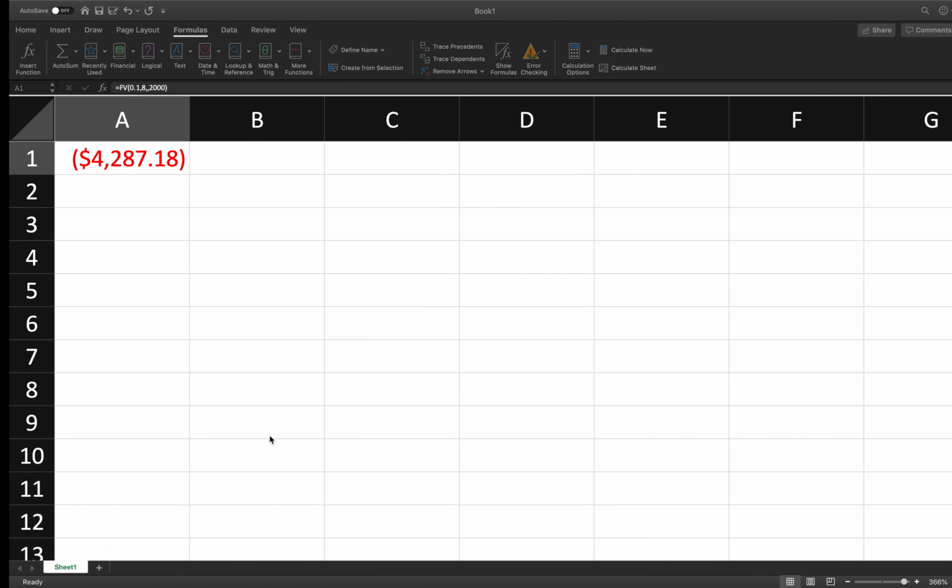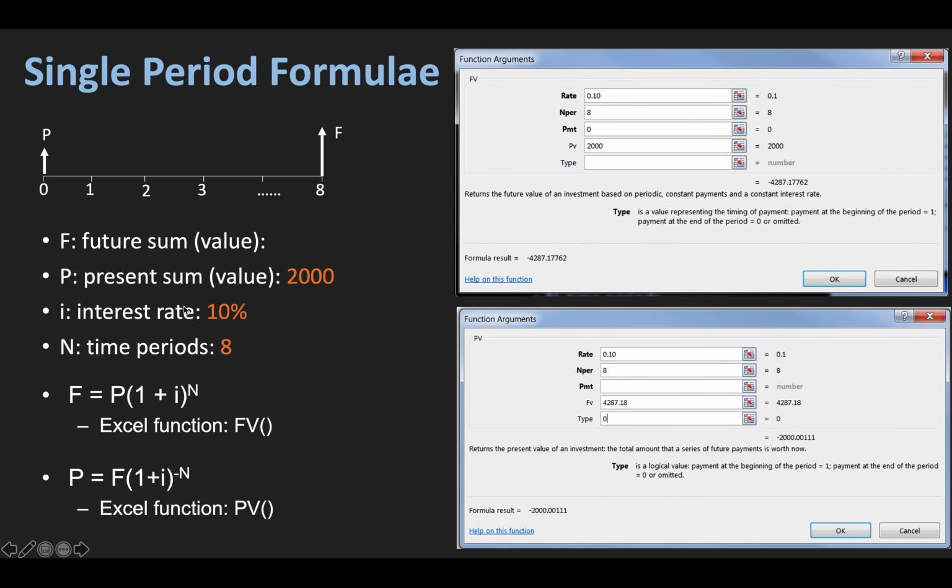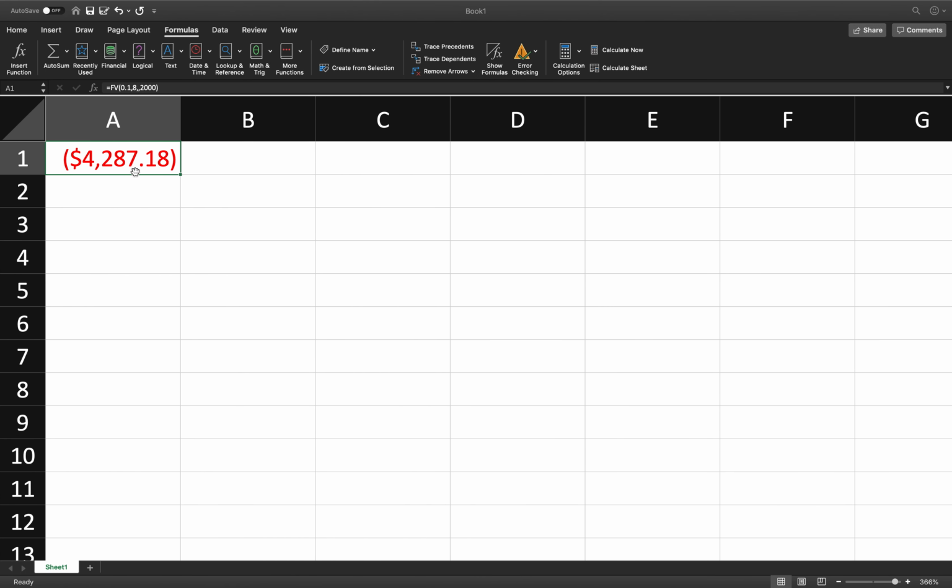So I'm going to show you one example. Let's assume the present value is $2,000, the interest rate is 10%, and the time period is 8. What I can do is delete this. I can use the future value function. There are multiple ways to do this. One is to directly type equal FV, which is the future value function.